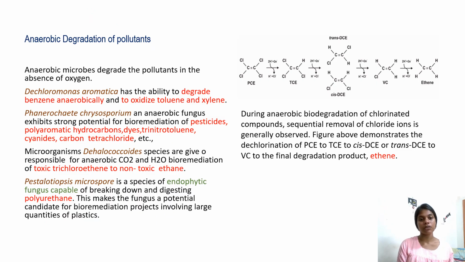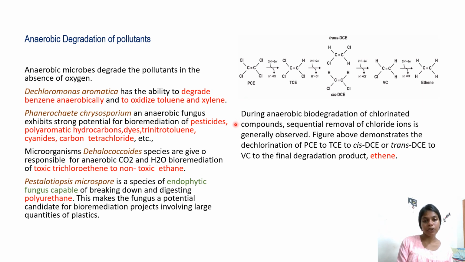Now coming to anaerobic degradation of pollutants. As the name states, anaerobic microbes degrade the pollutants in anaerobic condition. These are some examples of anaerobic microorganisms and the pollutants they degrade. Dechloromonas aromatica has the ability to degrade benzene anaerobically and to oxidize toluene and xylene.